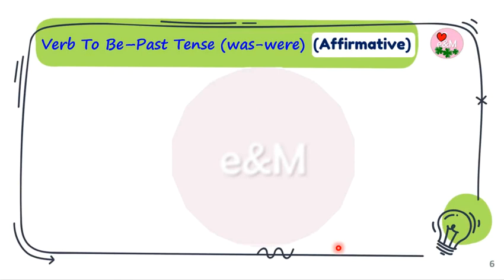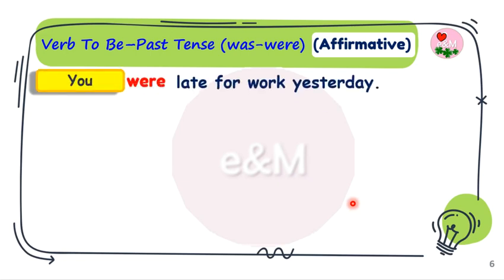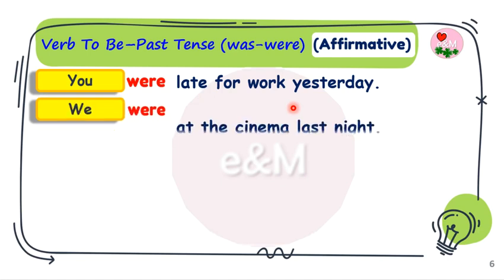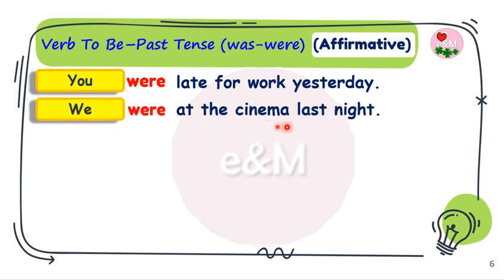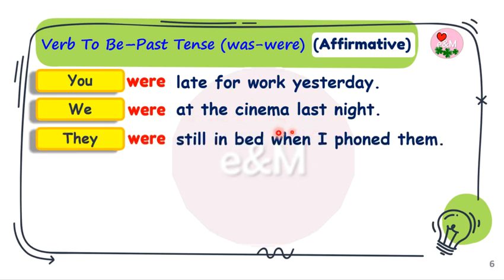Remember, when the subject is you, we, they, and plural nouns, then we use were. For example, you were late for work yesterday. We were at the cinema last night. They were still in bed when I found them.